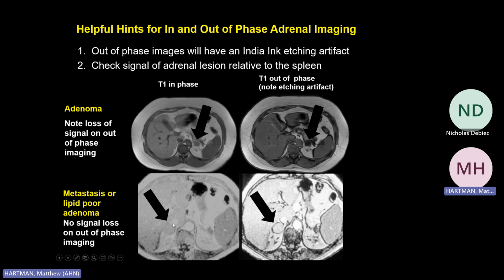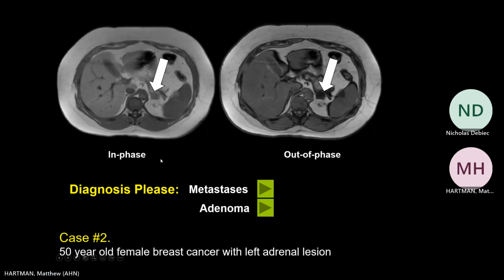This is in contrast to this patient who has breast cancer. Again, we have a gray adrenal lesion on in-phase imaging. Do out-of-phase imaging, it still stays gray. This was a metastasis. Again, the same patient, in and out-of-phase imaging. We lose signal on out-of-phase imaging. We diagnose intracellular lipid. We have an adenoma.